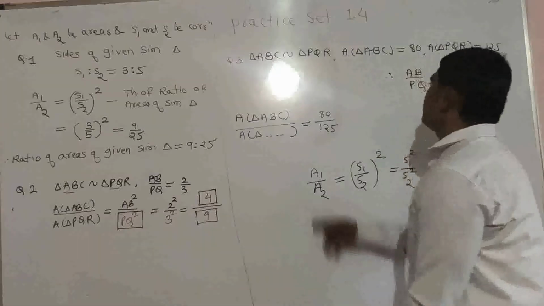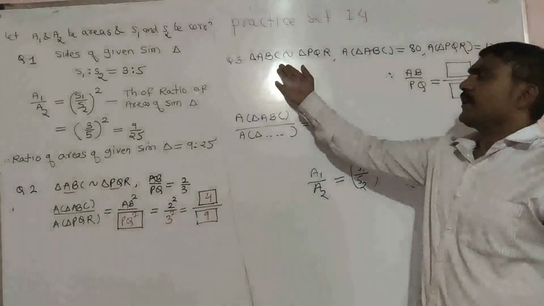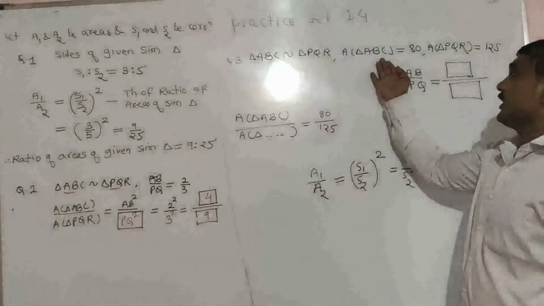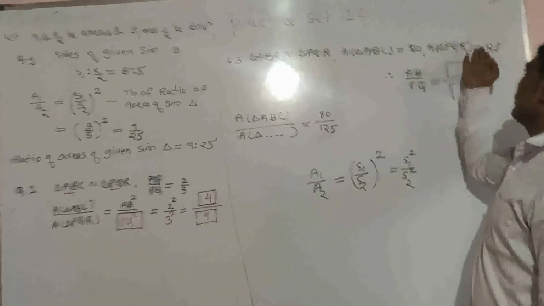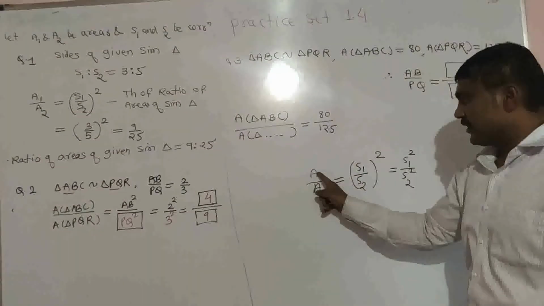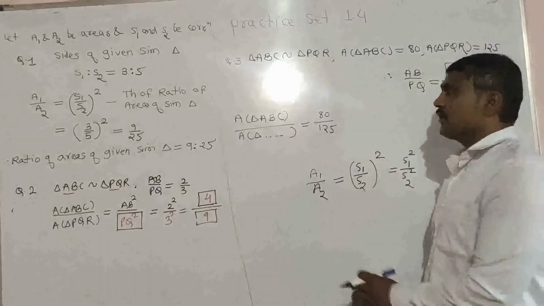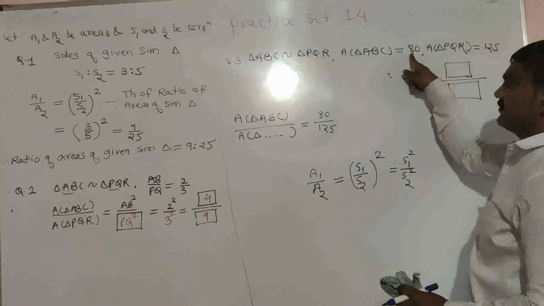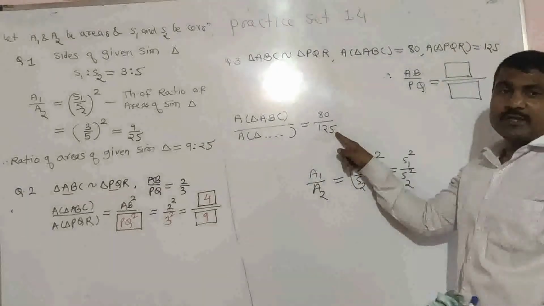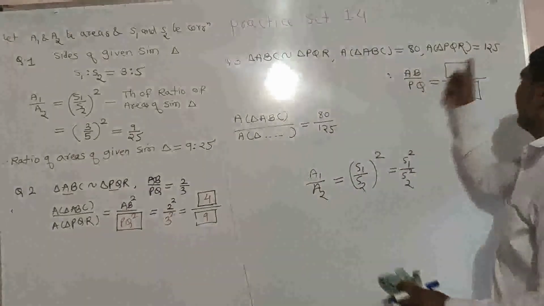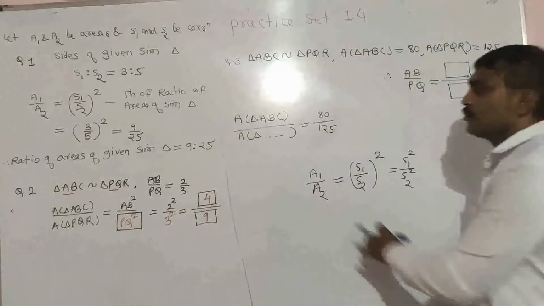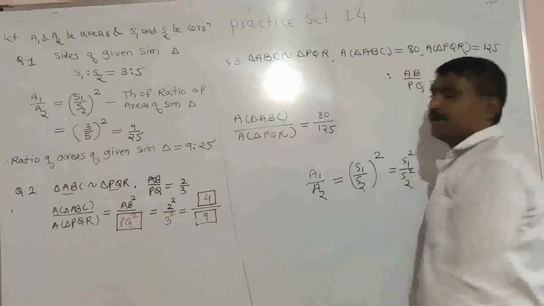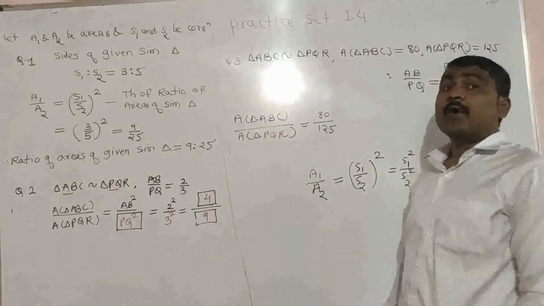Now question number 3. Again, triangle ABC is similar to triangle PQR. The area of triangle ABC is given as 80, and the area of triangle PQR is 125. That means A1 is given and A2 is given. So I am writing here the numerator: area of triangle ABC, value 80, and below it area of triangle PQR, which is 125. Understood? And what do we have to find?